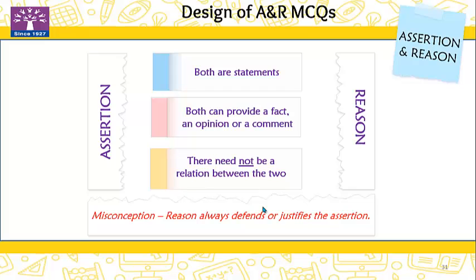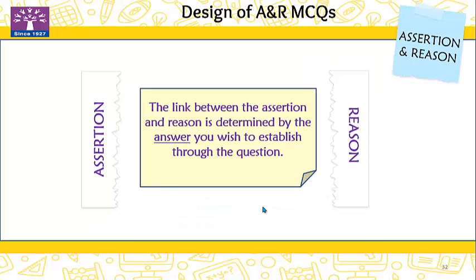How do we design our assertion and reason questions? The link between the assertion and reason is determined by the answer you wish to establish through the question. What answer do you want the students to give correctly? Let's understand this further. It may sound confusing, but I will simplify it for you.